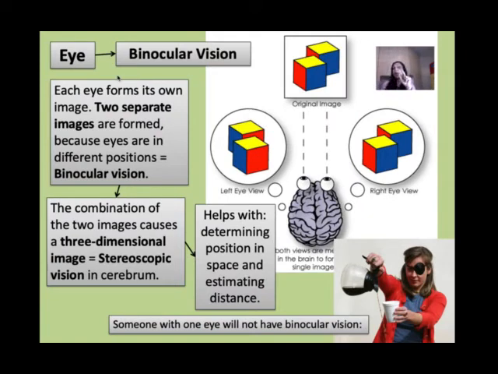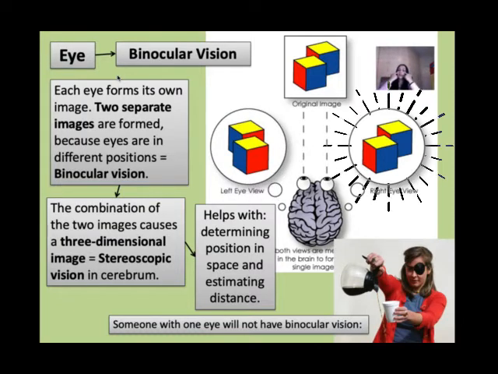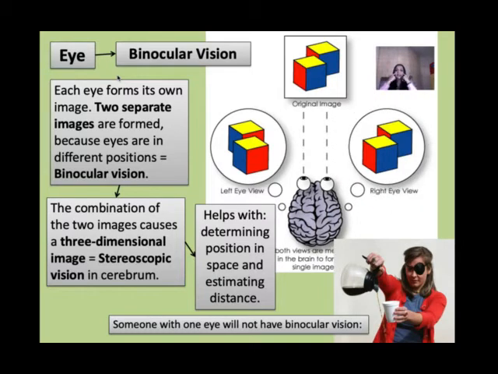Binocular vision. Mono means one, bi means two. What do we understand by binocular vision? Well, binocular vision means to see with two eyes. The images from the left eye and the images on the right eye are slightly different to one another. But when the two images join in the brain, it results in giving us stereoscopic vision.